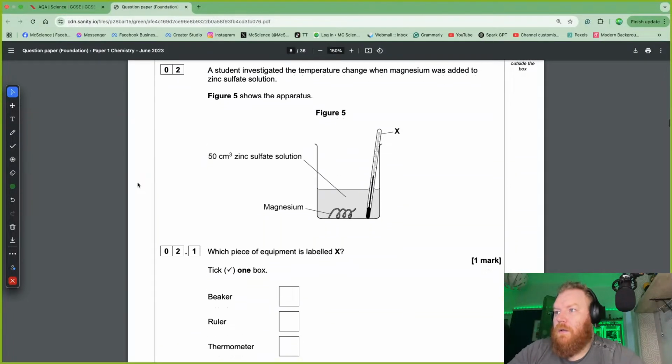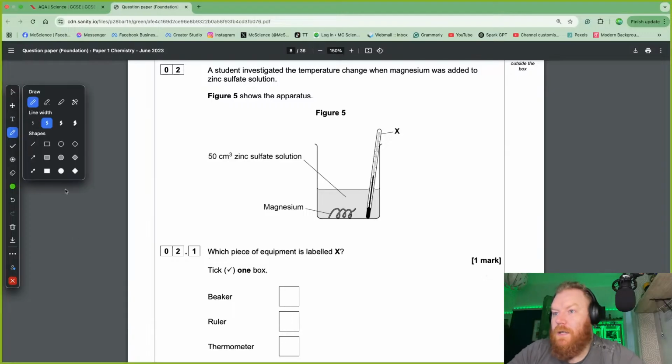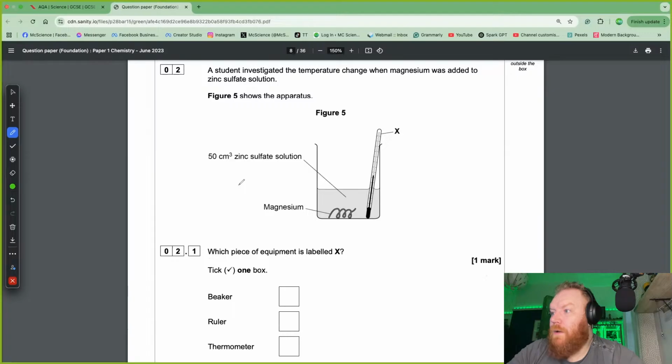So, again, we've got a set of information here. I'm going to skip over that, don't need it for the minute. Let's go straight to the question. Which piece of equipment is labeled X for 1 mark? It is a tick box only. So, when we're looking at it, the line is obviously going to this item here.